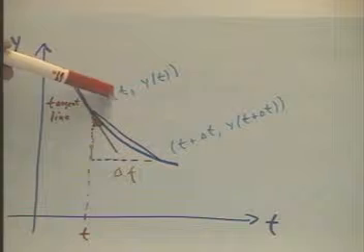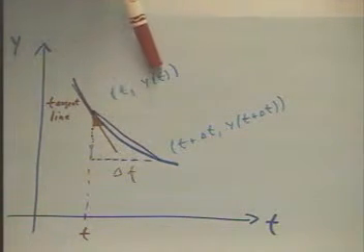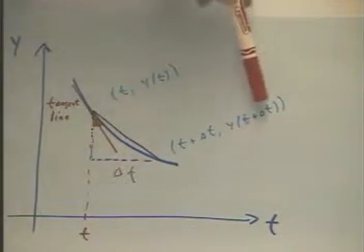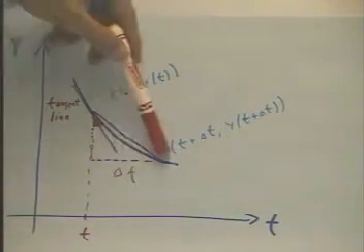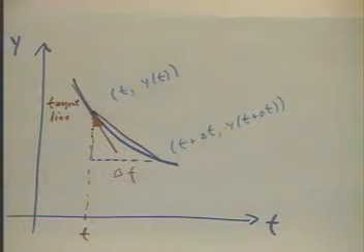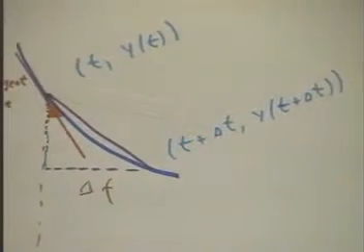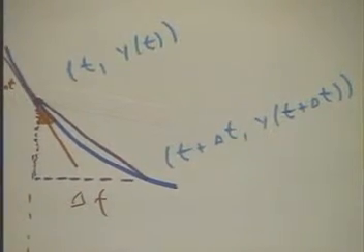So that we can imagine calculating a slope between t, y of t and t plus delta t, y of t plus delta t for some delta t. Then we shrink delta t down.